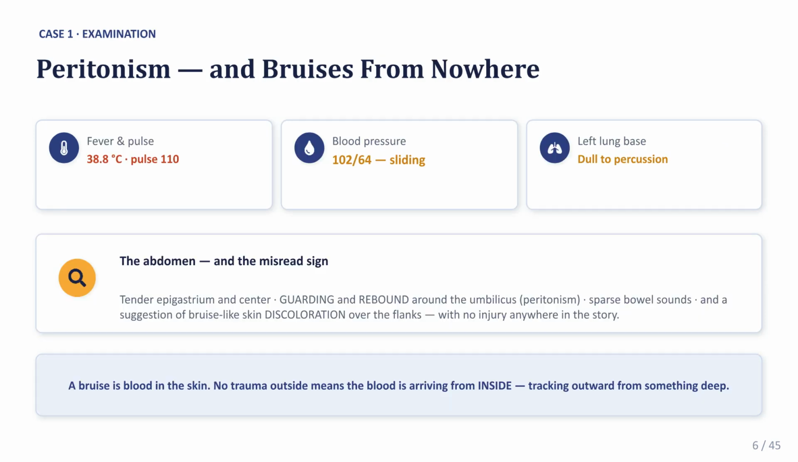Her vitals show a fever, a fast pulse, and sliding blood pressure. There's fluid at the left lung base and peritonism in her abdomen. Most notably, we have those flank bruises. Remember, a bruise is blood in the skin. If there's no trauma, that blood is leaking from something deep inside. What do these labs tell us?